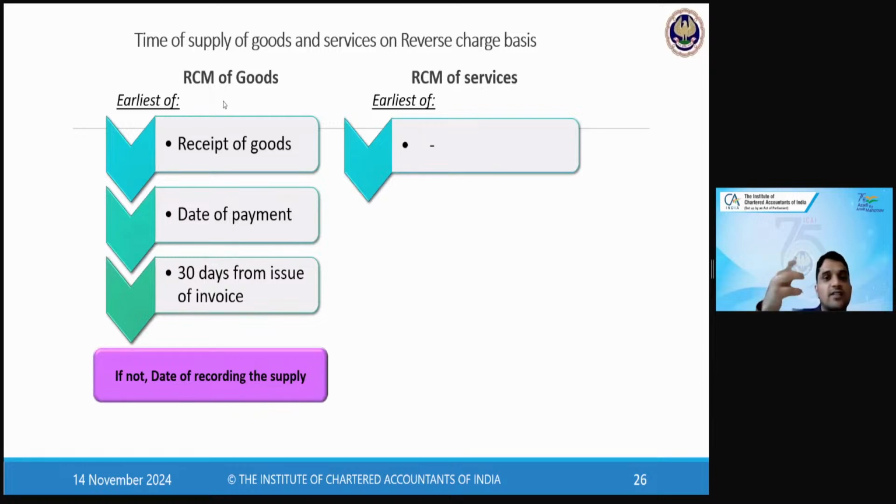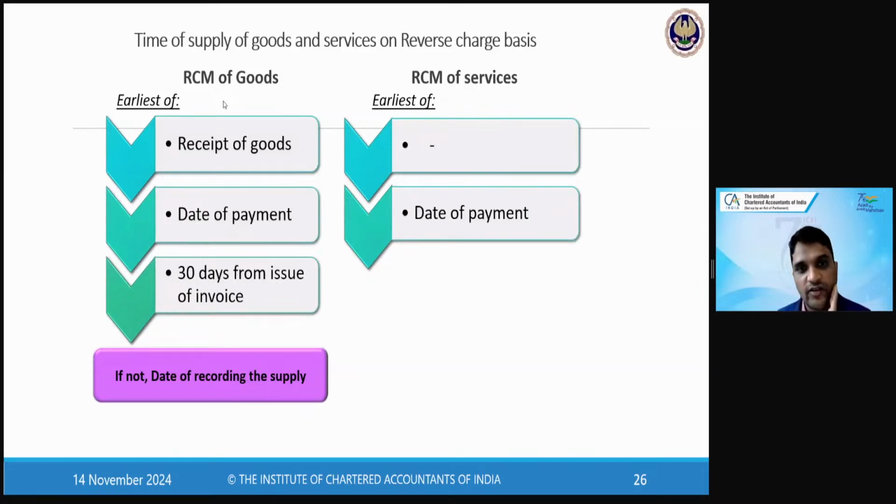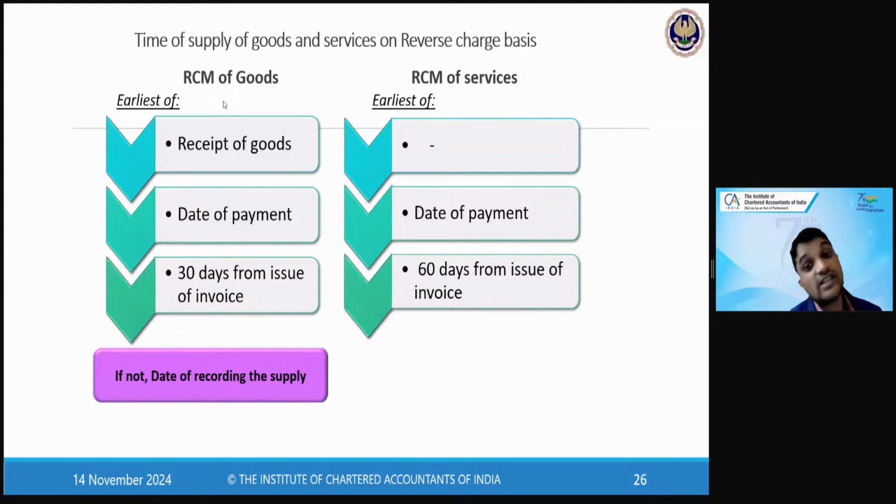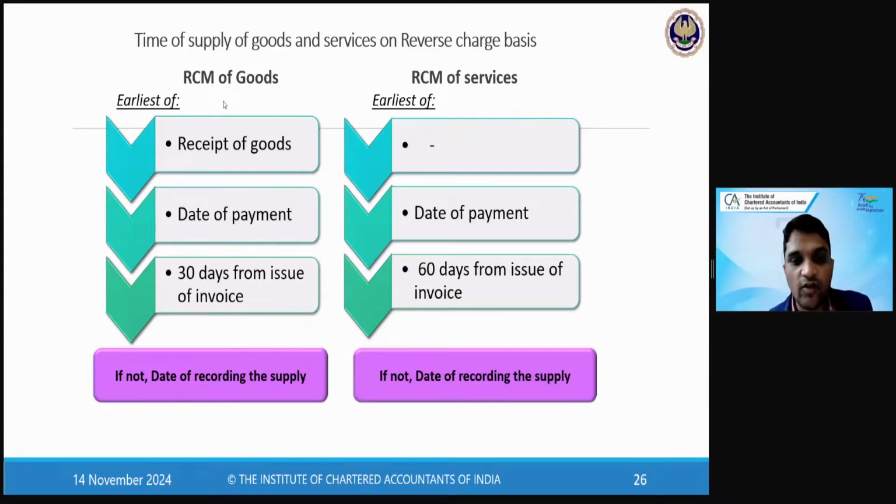that there is no physical receipt. So we don't have a comparison over here. So first condition is not there. Second condition is date of payment continues. And in case of goods, it was 30 days from the date of issue of invoice. In case of services, it is 60 days from the date of issue of invoice. Okay. So that is the time under reverse charge for services. And if no, then date of recording the supply.